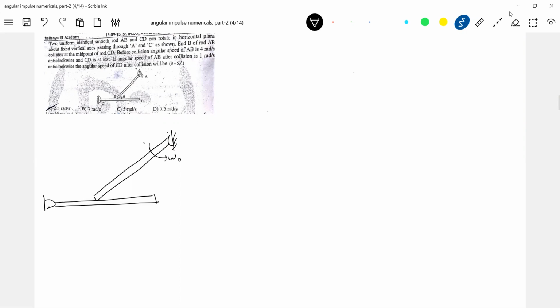This is omega naught. So there's a rod AB, there's a rod CD. We have this angle theta also. Okay, this one. And now this is a test: at the midpoint exactly, it will strike it. That is the information given. At P I will write it.